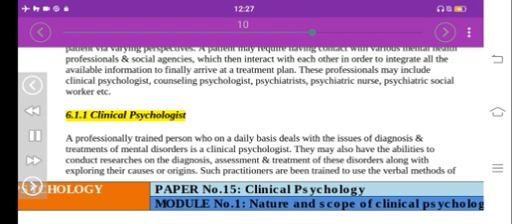6.1.1 Clinical psychologist. A professionally trained person who on a daily basis deals with the issues of diagnosis and treatment of mental disorders is a clinical psychologist. They may also have the abilities to conduct research on the diagnosis, assessment and treatment of these disorders along with exploring their causes or origins.